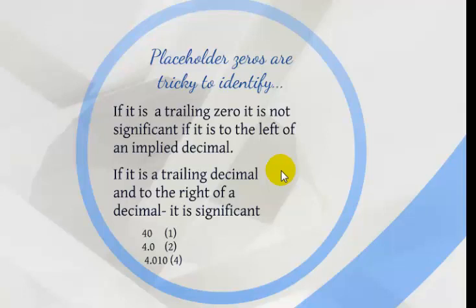If it's a trailing 0 and it's to the right of the decimal, then it is significant. So here in 40, the number 40, there's 1 sig fig. In 4.0, this is a trailing 0 to the right of the decimal. There's 2 sig figs. This is a trailing 0 to the right of the decimal. 1, 2, 3, 4 sig figs. Okay.